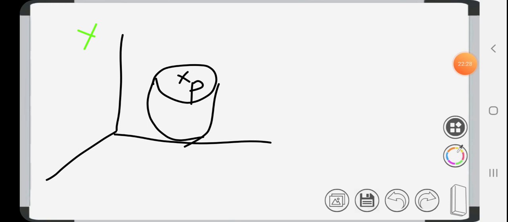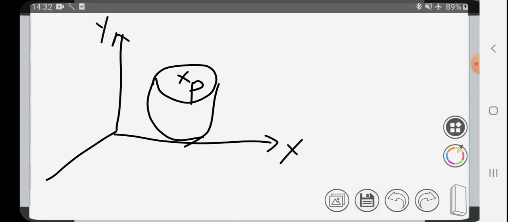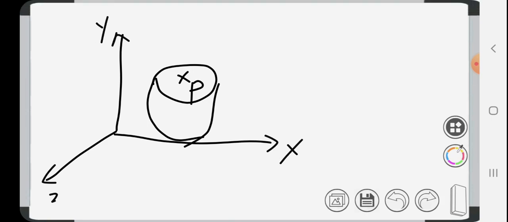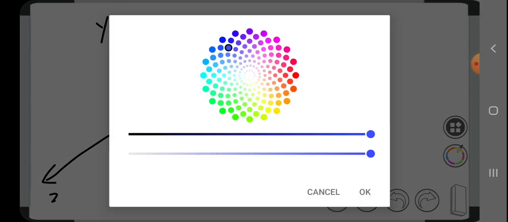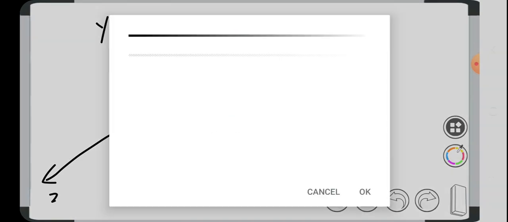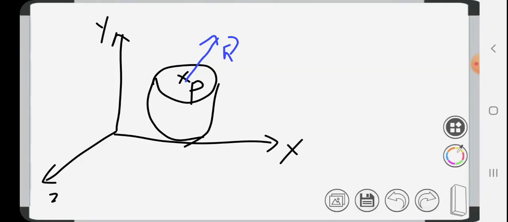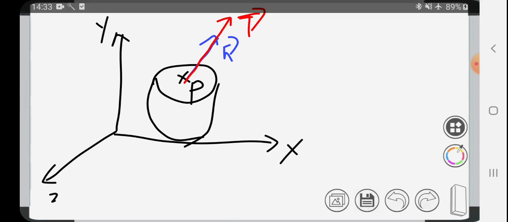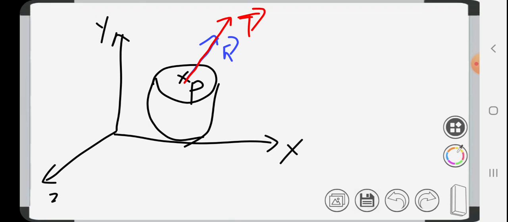So students, this is x, y, z, and I am drawing the n vector, and this is here. This is the t vector, the stress vector. Both are in the same direction, which means this is a principal plane. So the t vector is in the n vector direction itself.